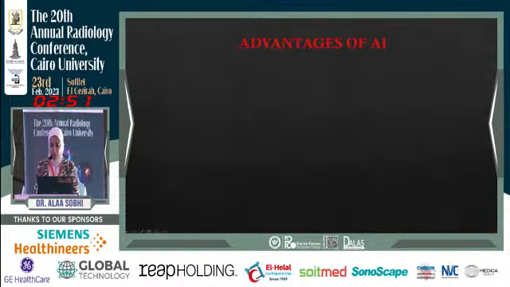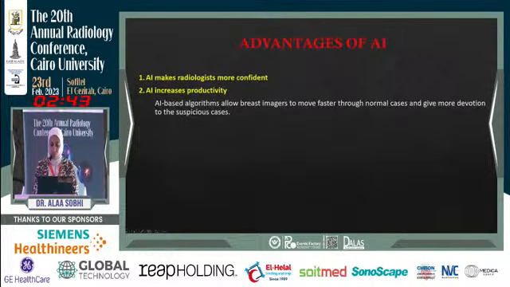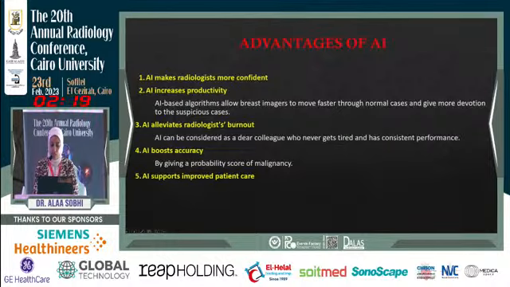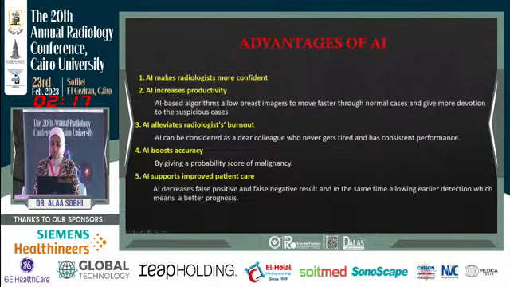Finally, advantages of AI. AI makes radiologists more confident. AI increases productivity by allowing breast imagers to move faster through normal cases and give more devotion to suspicious cases. AI alleviates radiologist burnout, as it is a dear colleague who never gets tired and has consistent performance. AI boosts accuracy by giving a probability score of malignancy. AI supports improved patient care by decreasing false positive and false negative results.